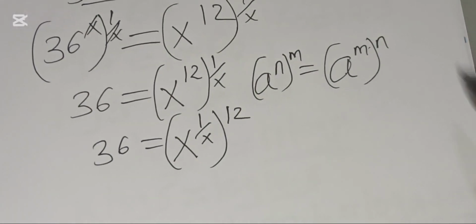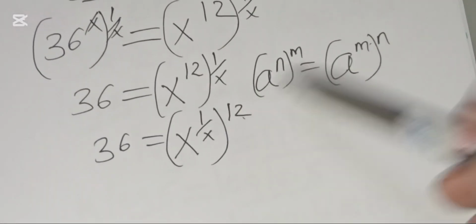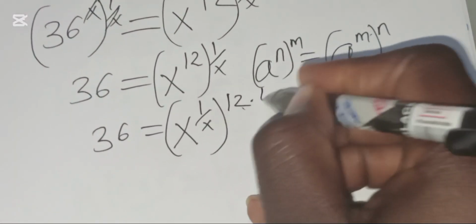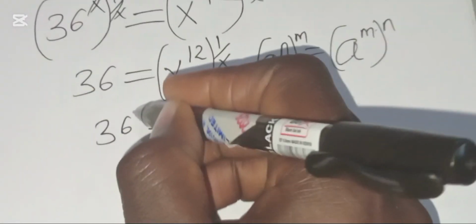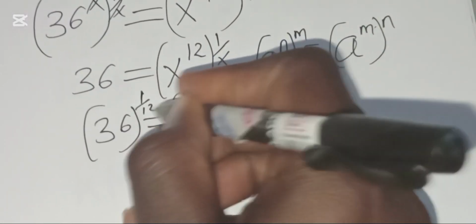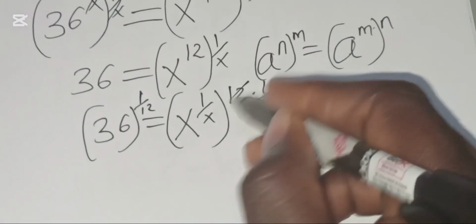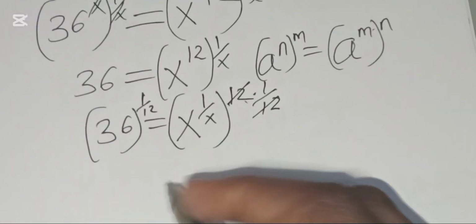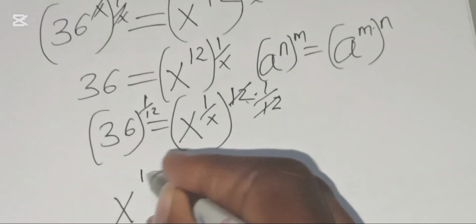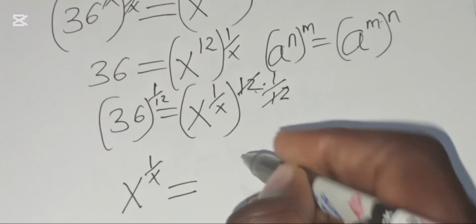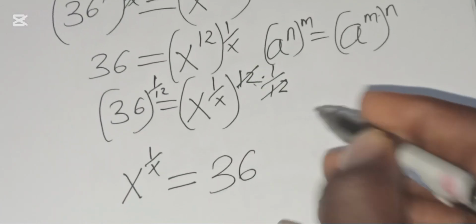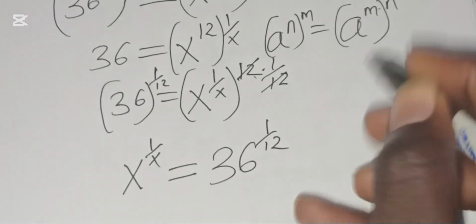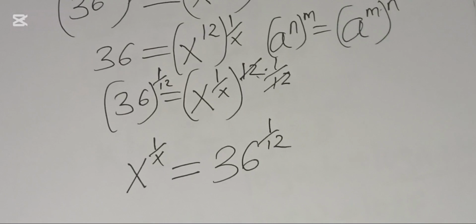So we need to eliminate this 12. How do we do that? We multiply both sides by 1 over 12, so that if you simplify, we are going to have x raised to power 1 over x is equal to 36 raised to power 1 over 12.